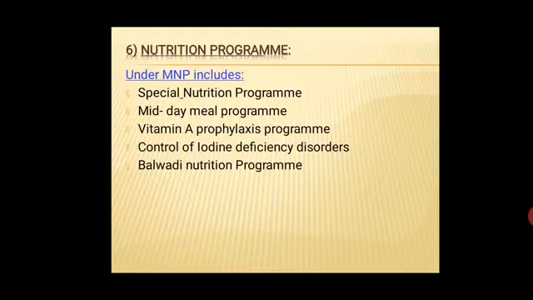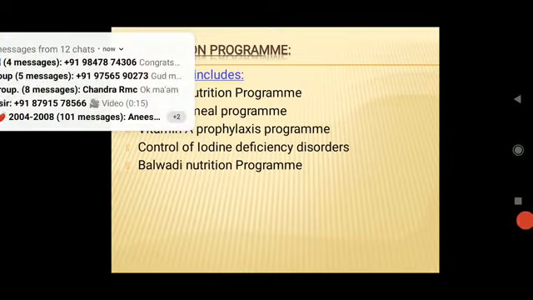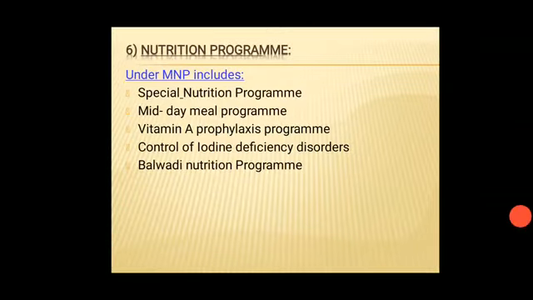The next component is the nutrition program. Nutrition is also given importance in the Minimum Needs Program. We all know that nutrition is one of the minimum needs for each and every individual. The Minimum Needs Program includes some nutritional programs like the special nutrition program, midday meal program, vitamin A prophylaxis program, control of iodine deficiency disorders, and Balwadi nutrition program. These are some of the nutrition programs included in the Minimum Needs Program.